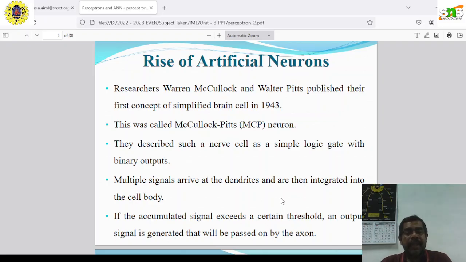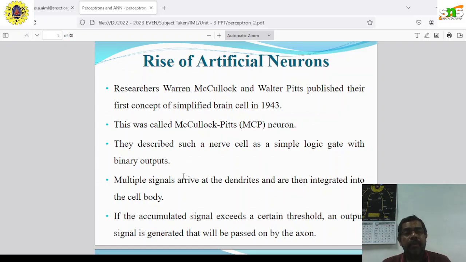Multiple signals arrive at the dendrites and are then integrated into the cell body. If the accumulated signal exceeds a certain threshold, an output signal is generated that will be passed on by an axon. So that is how artificial neurons accumulate signals.